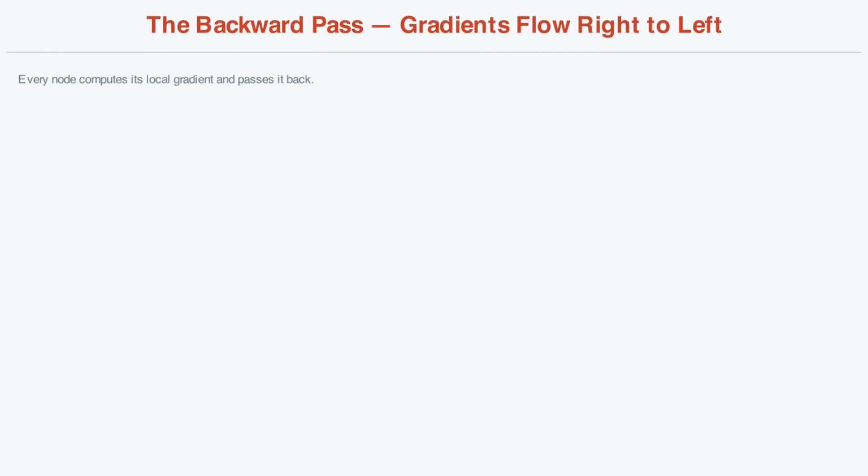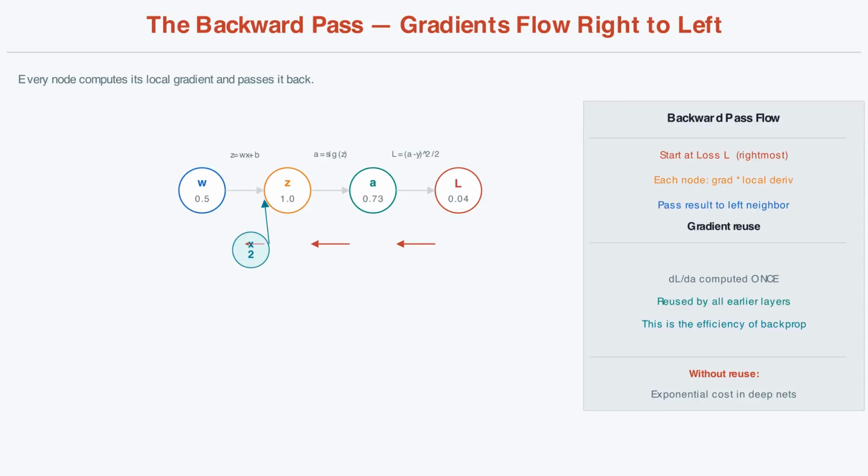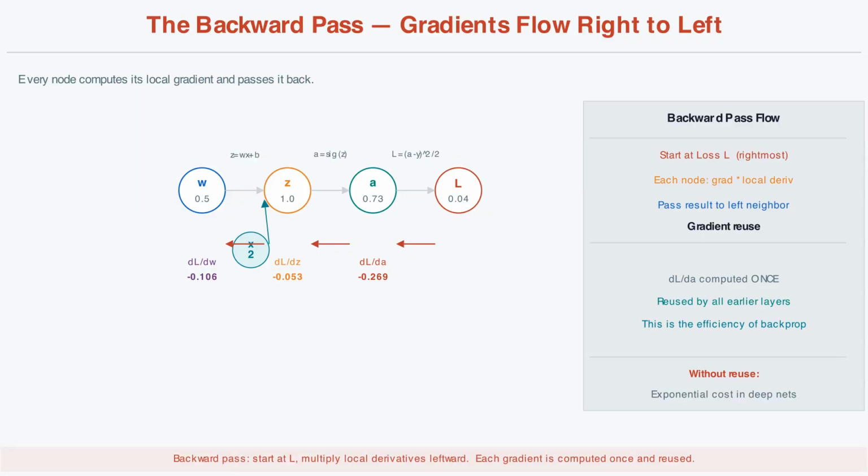Let us now visualize how the backward pass actually flows through the graph. We have a chain of nodes, W, Z, A, loss. During the forward pass, values flow left to right. During the backward pass, gradients flow right to left. We start at the loss and compute dL/dA. Then we pass it to the activation node, which multiplies by its local gradient dA/dZ. Then further to the linear node, which multiplies by dZ/dW.